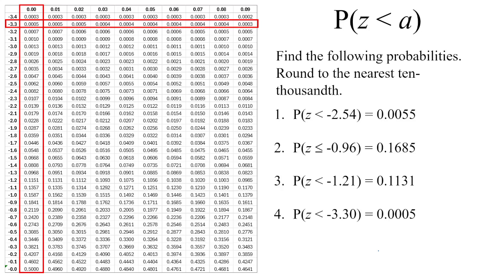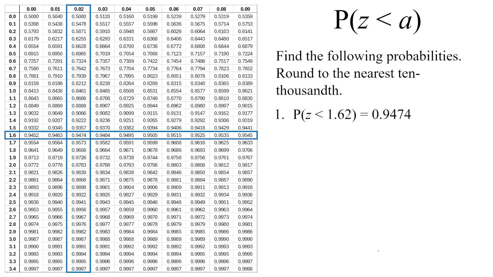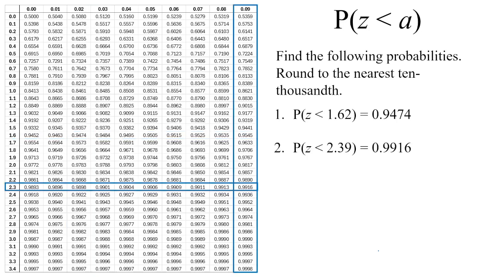Now, this is the negative half of the z-table. Now let's look at the positive half. As you can see, the probability that the z-score is less than 1.62 is 0.9474. The probability that the z-score is less than 2.39 is 0.9916. Always pay attention to where the row and the column intersect.